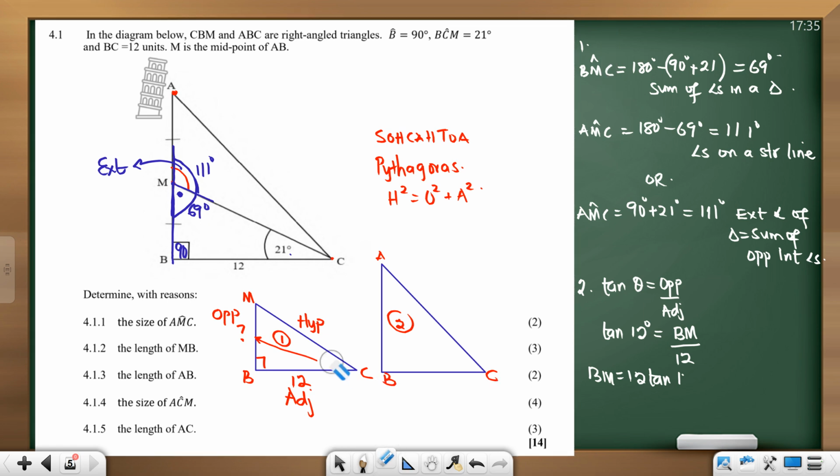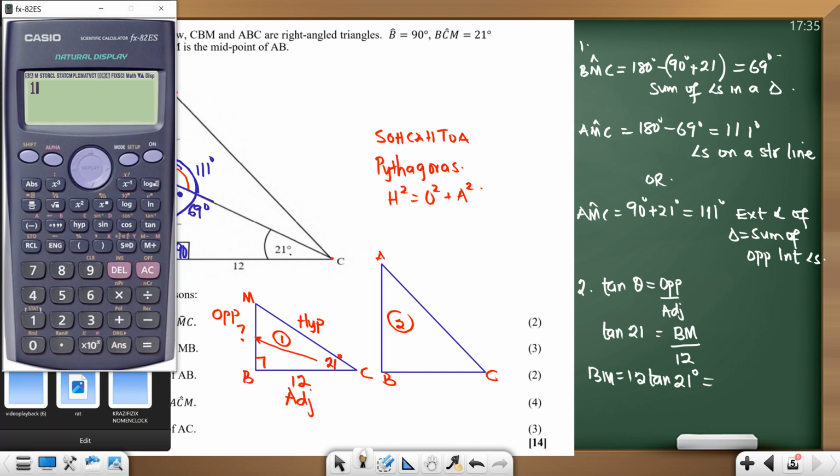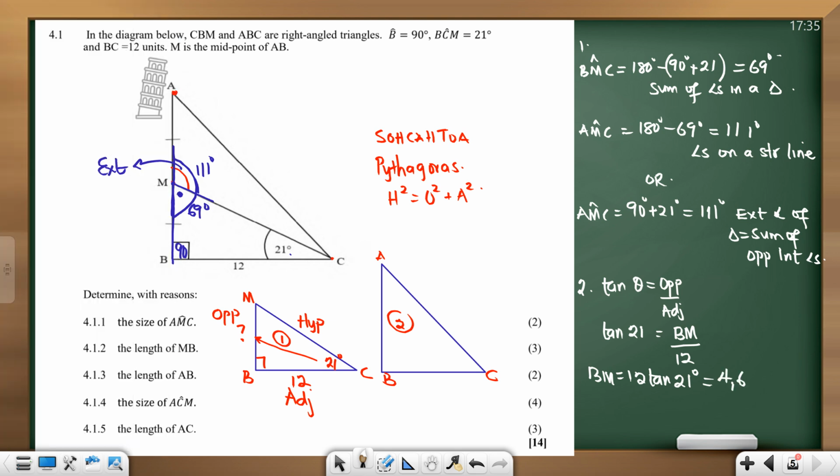It's supposed to be 21, not 12. 21 degrees there. So what do I have? Tan 21 degrees. So it is 12 tan 21. And what would that give us? I'm going to use a calculator to quickly get that. 12 tan 21 gives 4.61. Two decimal places all the time. 4.61. I don't know how many of you got that.